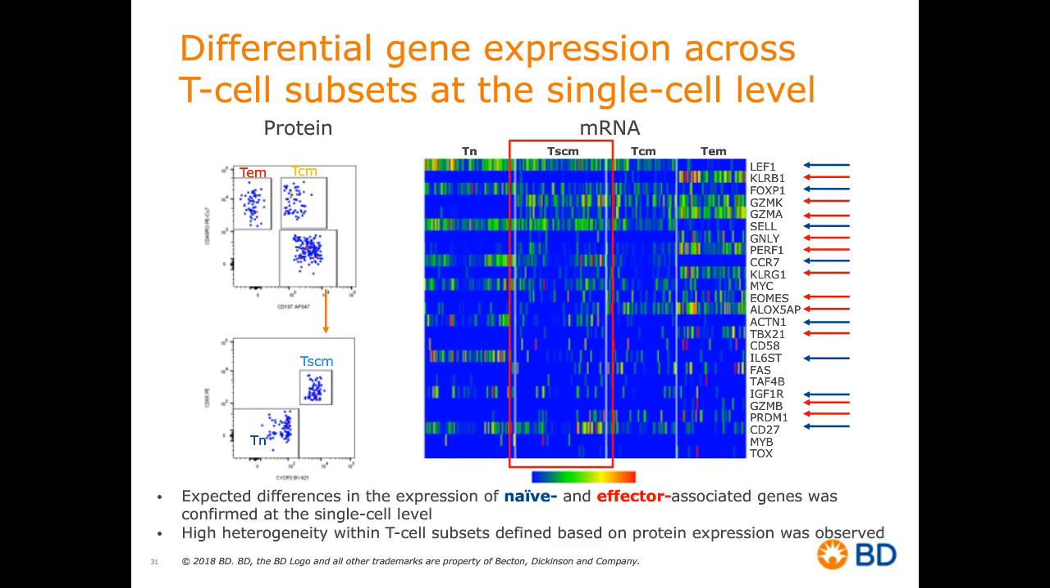So I really want to bring attention, for example, to the stem cell memory T cells. While we see that LEF1 is expressed fairly homogeneously by all the cells that we have sorted, if we look at other genes as we go down the list, you can see that only some cells express some genes. For example, if we look at CD58, you can see that there are 4 cells of all the cells that were sorted that express variable levels of the gene encoding CD58.